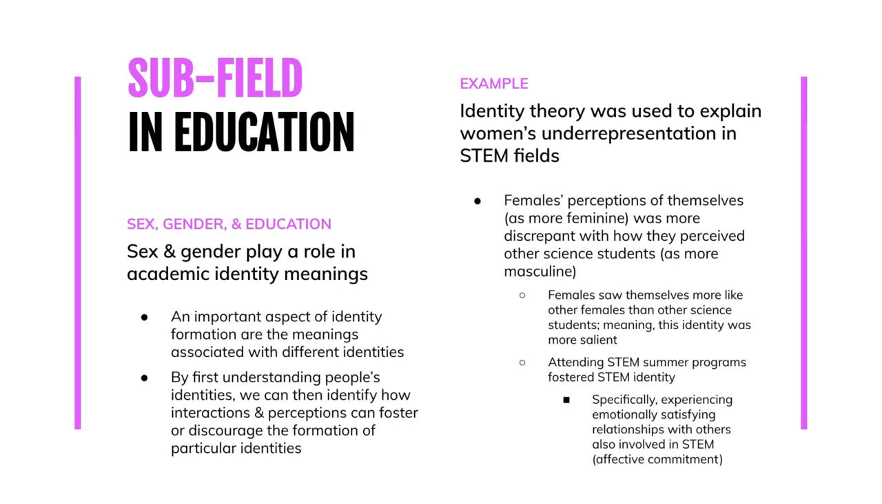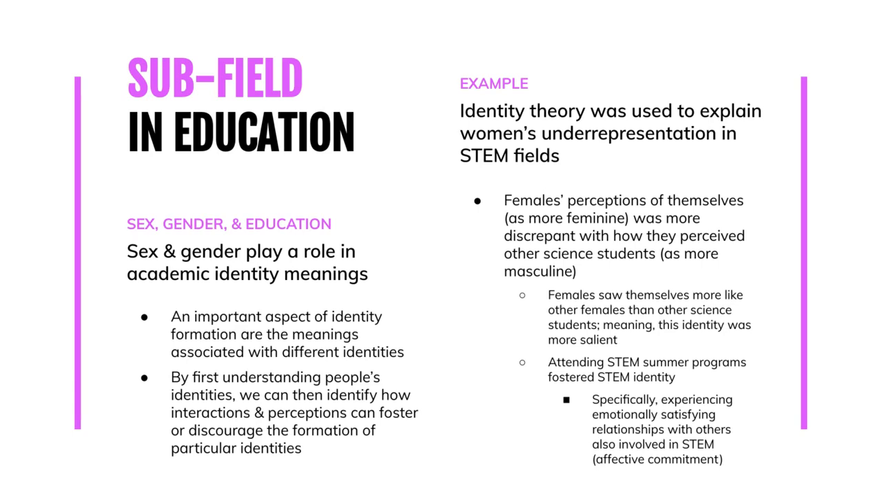They've also done some interesting work in the subfield of sociology of education. A lot of this work has specifically focused on the influence of sex and gender and how they play a role in academic identity meanings, the meanings that are associated with particular academic identities. An important aspect of identity formation is the meanings associated with these different identities.